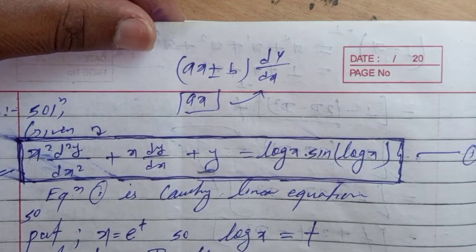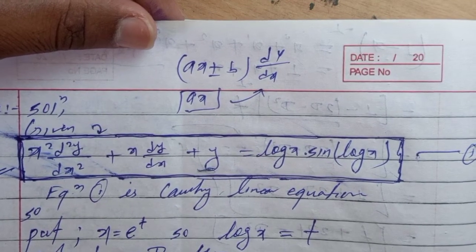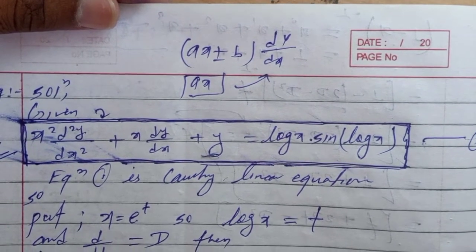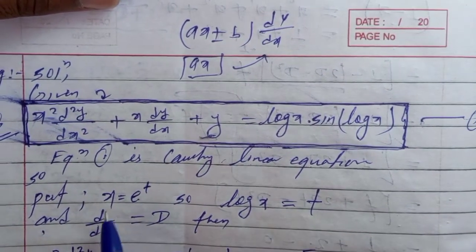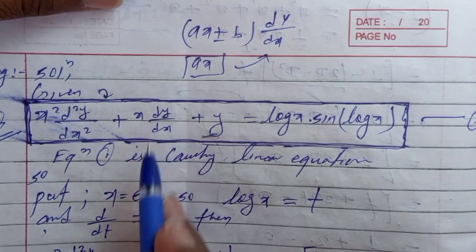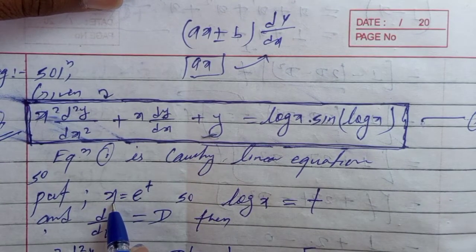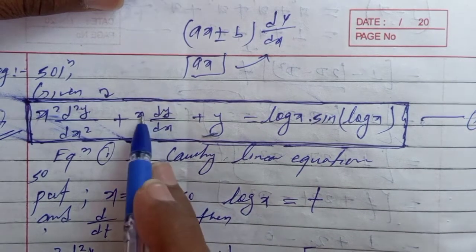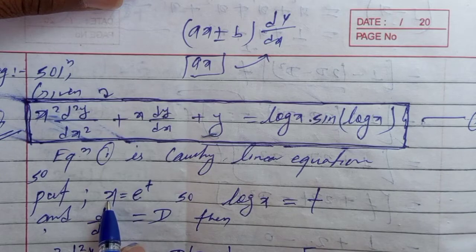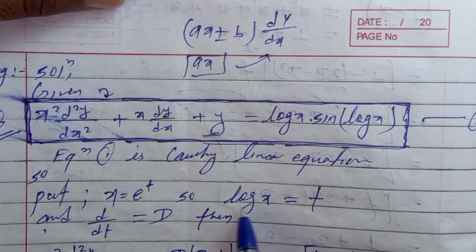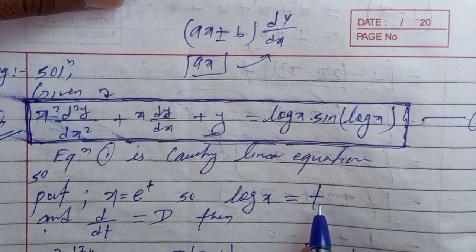equation. So we know the way how to solve this equation, discussed already. So let's move ahead. Whatever there is the variable coefficient multiplied with the derivative of y, we will substitute that coefficient with e to the power t. So here is x coefficient, so we're going to substitute x with e to the power t, and taking log on both sides we get log x is equal to t.